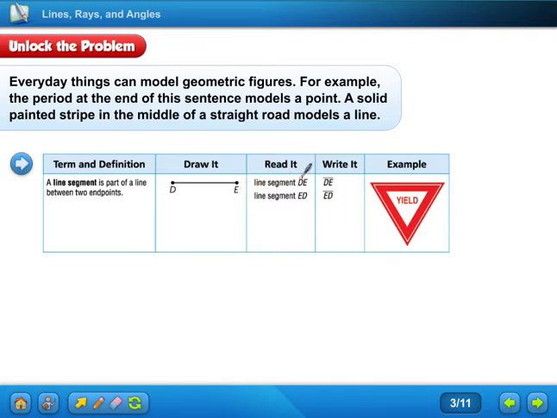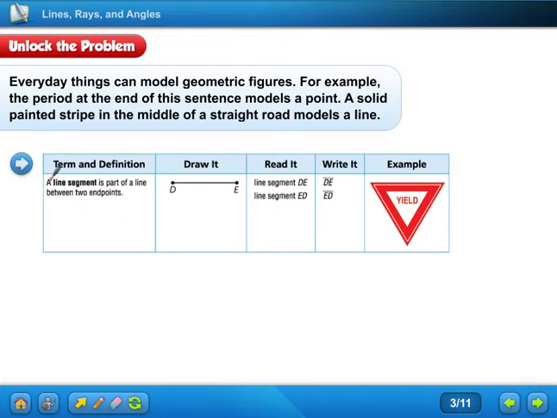How you read it would be line segment DE, line segment ED. It doesn't matter because you could do it either way. And then you just do a straight line, DE or ED. Okay? And then there's some line segments right there.